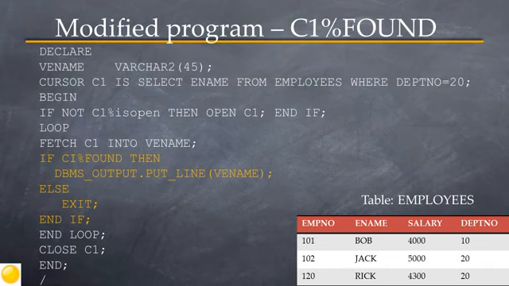The %FOUND is the opposite of %NOTFOUND. So as long as a row from the cursor is fetched, you would want to process the values generated by the fetch. Otherwise, you want to exit the loop. Now in the example, immediately after the first fetch is done, a check is being done using an if C1%FOUND condition. You want to display the name, else you want to exit from the loop.